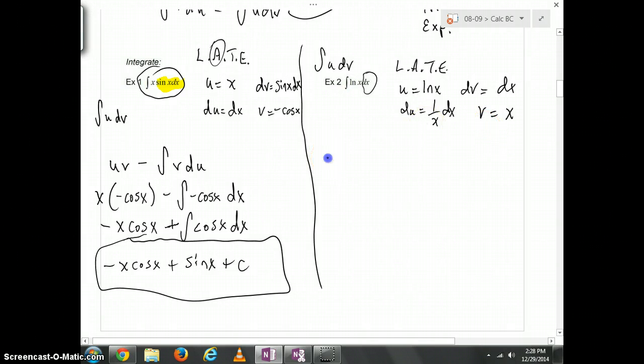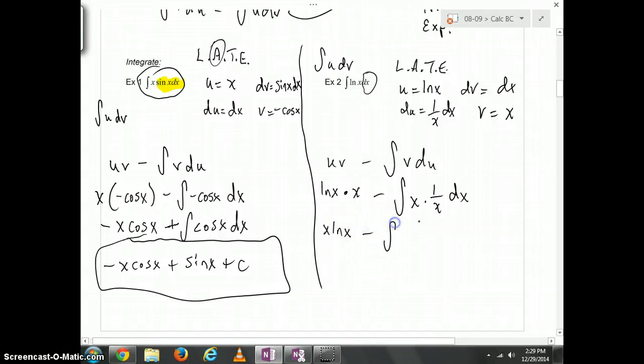Well, now what? Well, we have uv minus the integral of v du, and u times v, well, we'd get natural log of x times an x minus the integral of x times, well, what's our du? It's 1 over x dx. Now I'm going to put my x out in front of natural log of x. I think that might help out a little bit. This x and the 1 over x are going to just leave us with a 1 dx here.